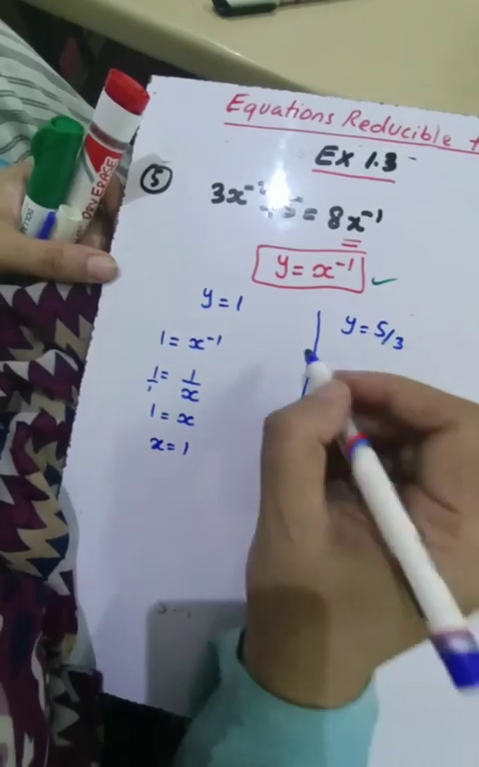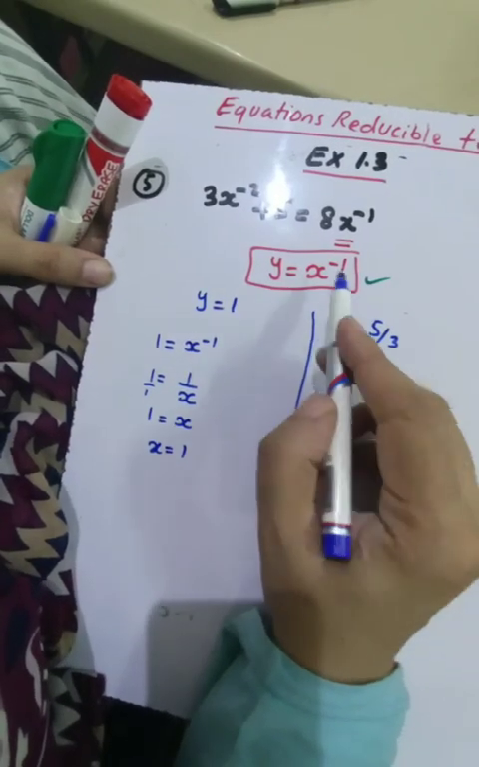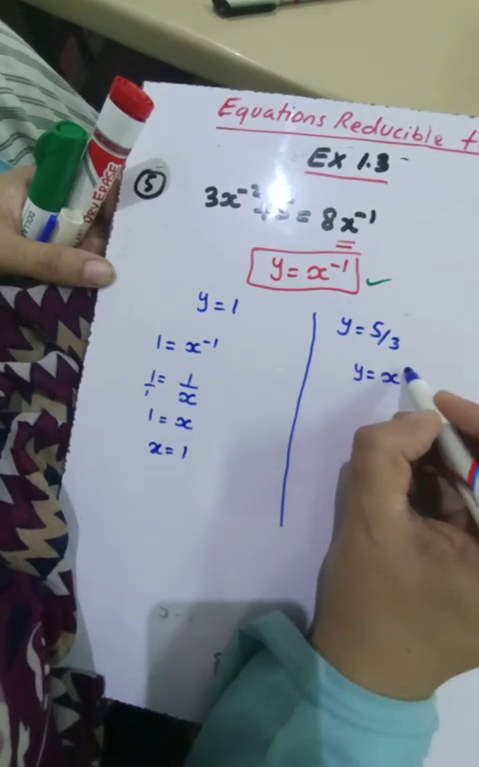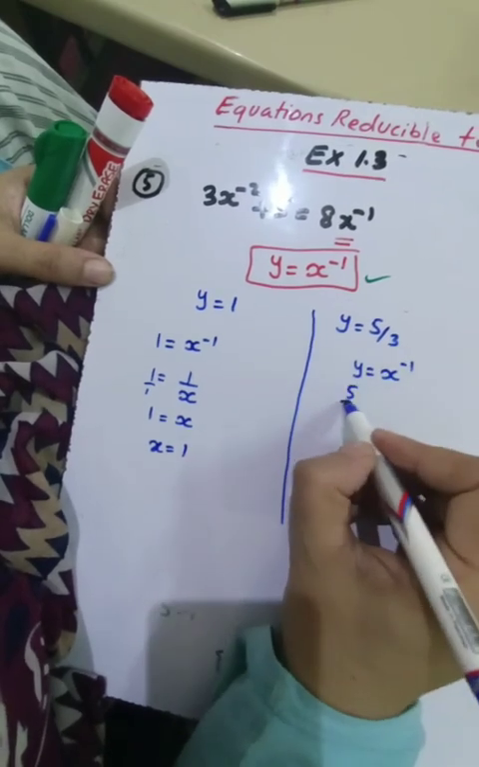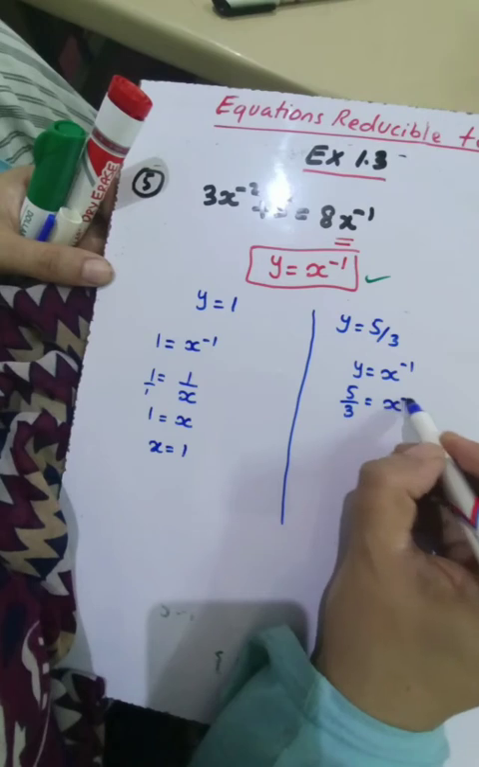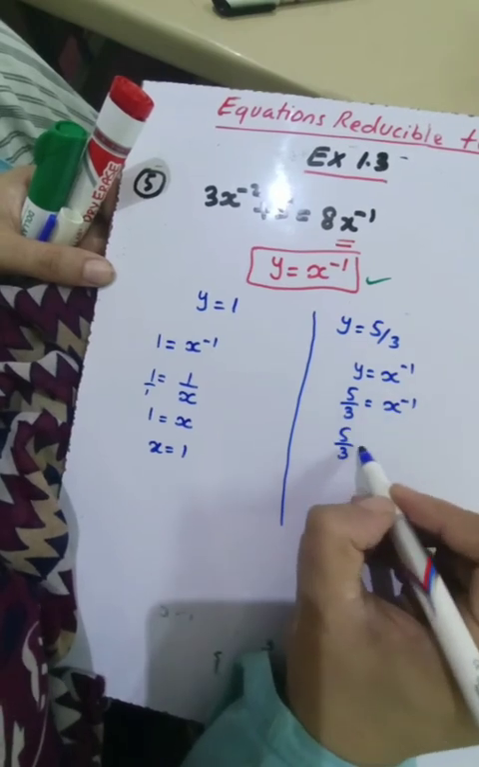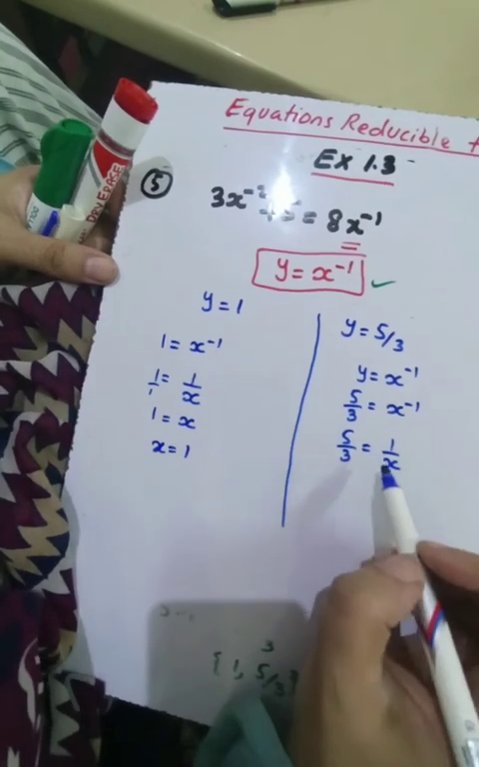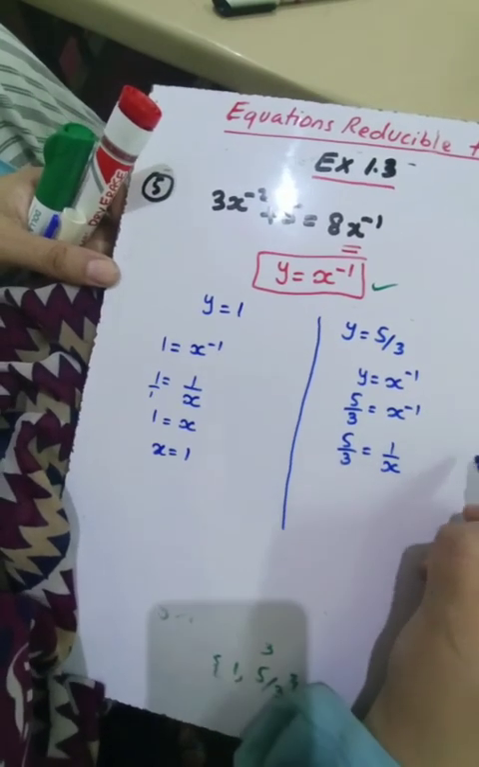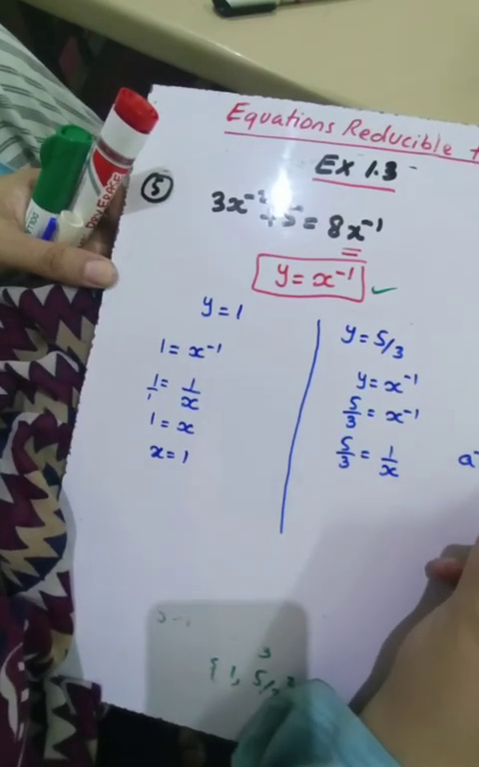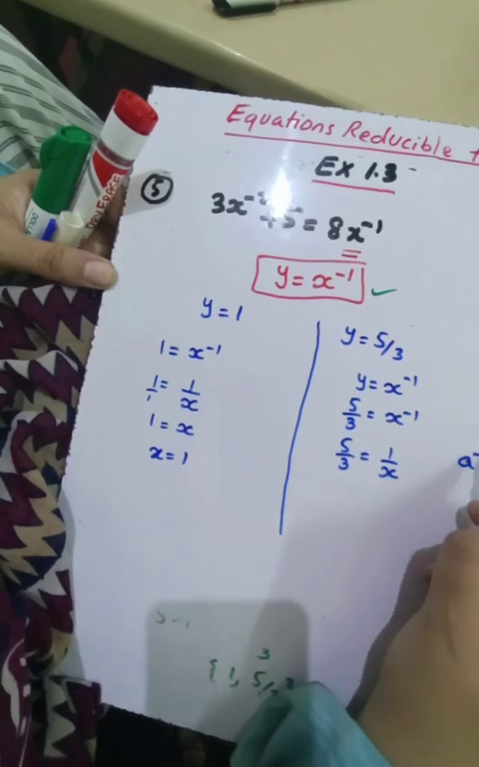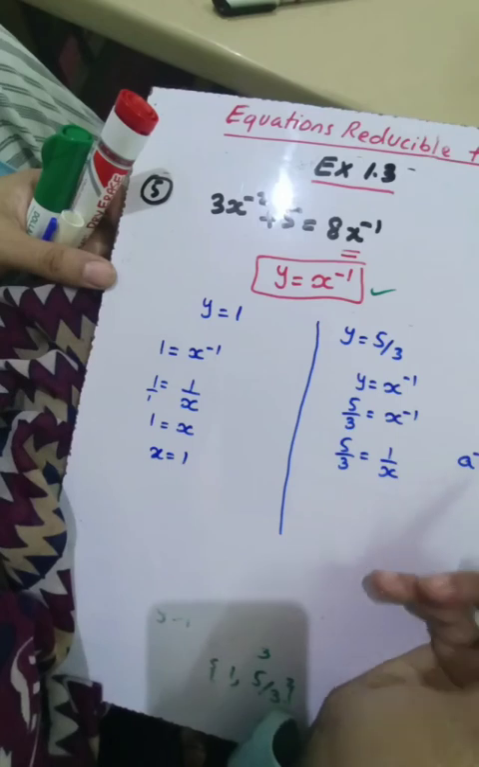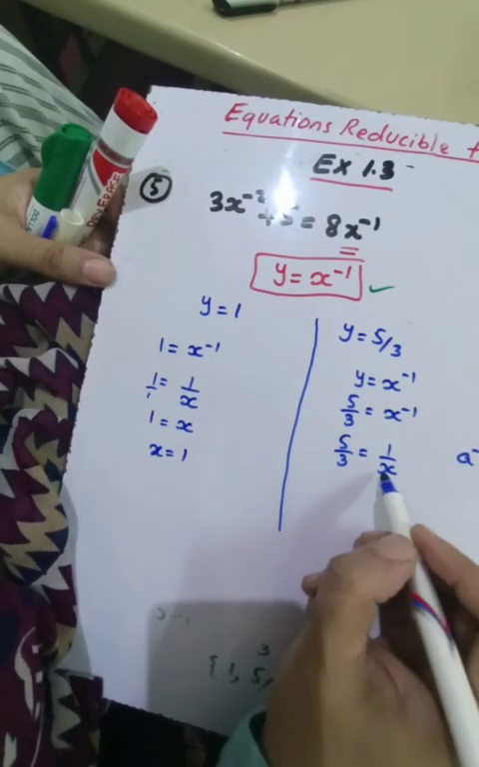Now similarly, we know that y is equal to 5 by 3, so putting the value of y in this expression, we will get 5 over 3 is equal to x raised to the power minus 1. We can write this as 1 over x. By the rules of exponents that we have learned, we know that a raised to the power negative n can be written as 1 over a raised to the power n. The exponent becomes positive when we change its place from denominator to numerator or numerator to denominator.